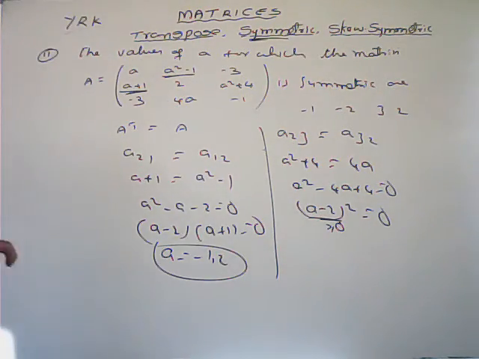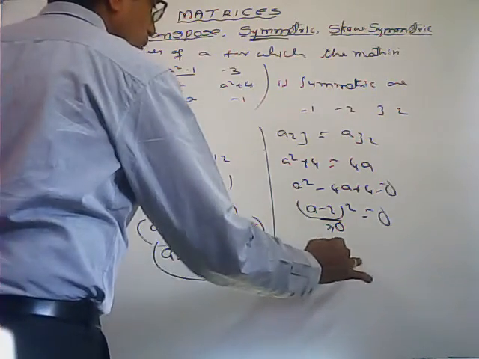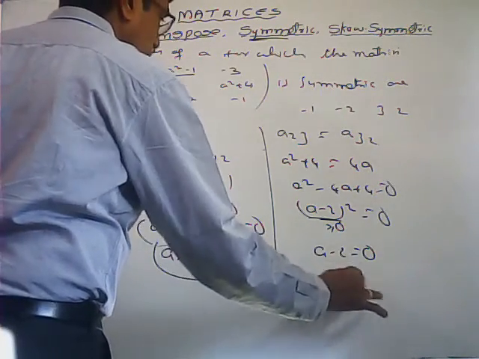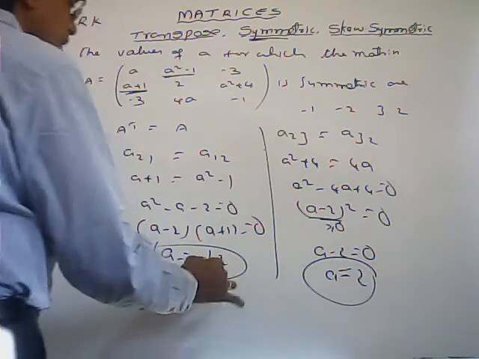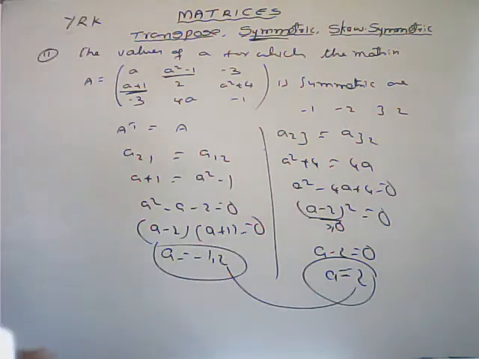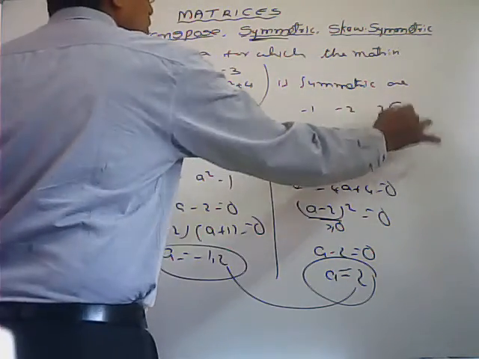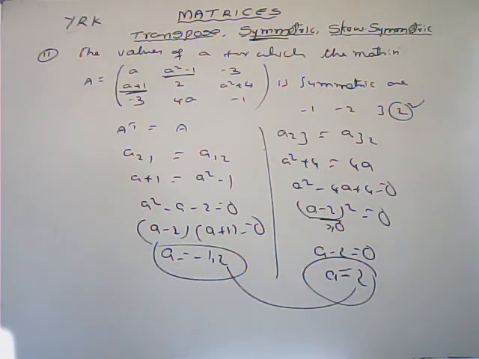That is possible only when a minus 2 equals 0. So a is equal to 2. What is the common value here? a is equal to 2. So for a equal to 2, the matrix becomes a symmetric matrix.